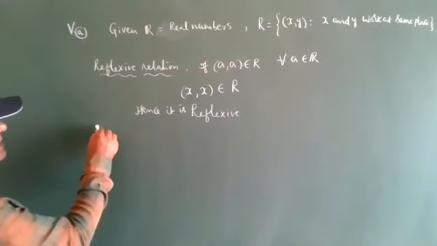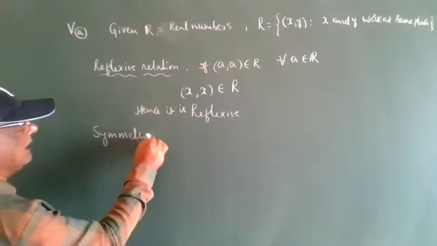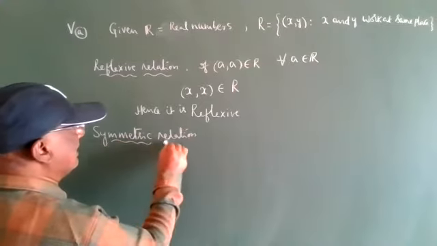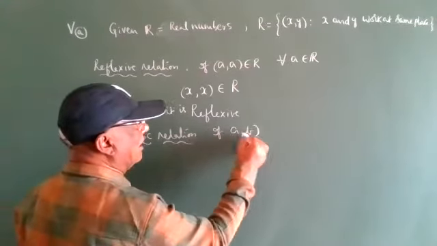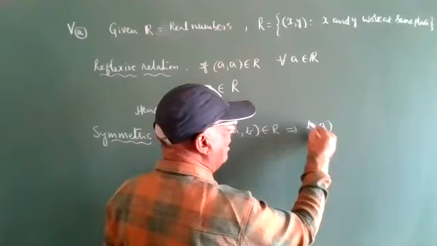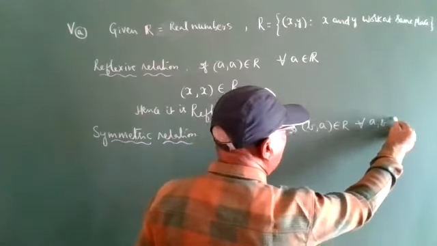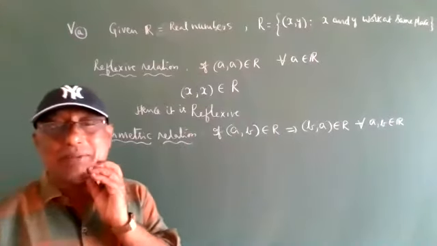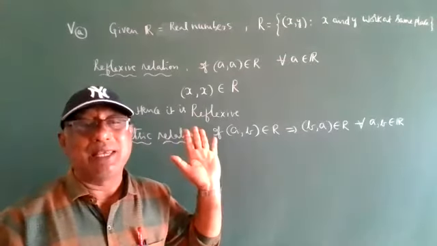Symmetric relation. What is a symmetric relation? First, write down the definition. The reverse order is also needed. If (a, b) belongs to the relation, that implies (b, a) belongs to the relation, for all small a, small b in the double arrow R, meaning real numbers.